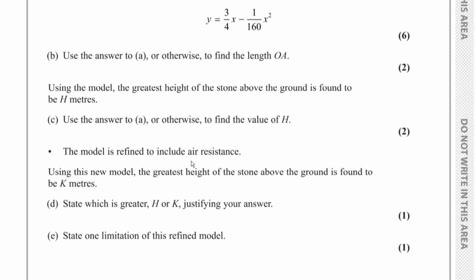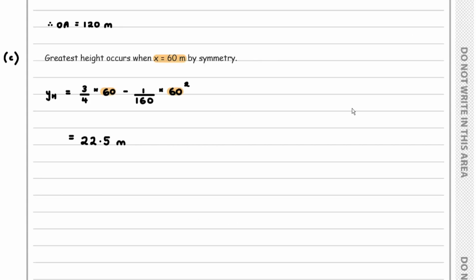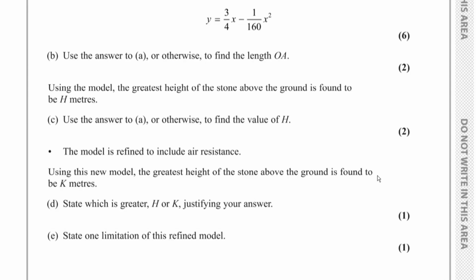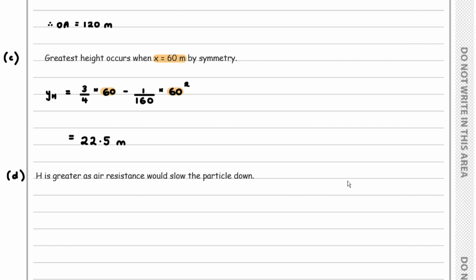The model is refined to include air resistance. Using this new model, the greatest height of the stone above the ground is found to be k meters. Part D, state which is greater, h or k, justifying your answer. For Part D, h is greater as air resistance would slow down the particle. Part E, state one limitation of this refined model. For Part E, the stone is still modelled as a particle, so that is a limitation.